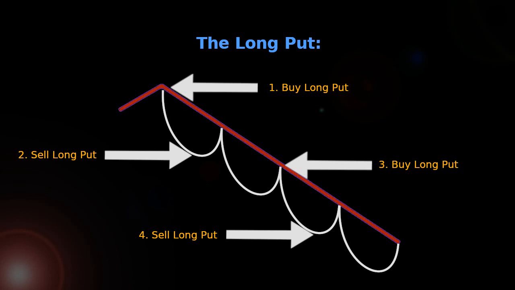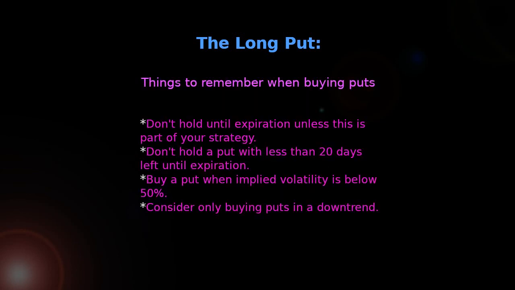Things to remember when buying puts. Don't hold until expiration unless this is part of your strategy. Don't hold a put with less than 20 days left until expiration. Buy a put when implied volatility is below 50%. Consider only buying in a downtrend.